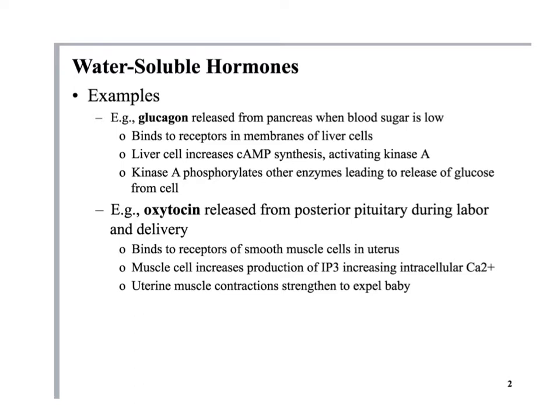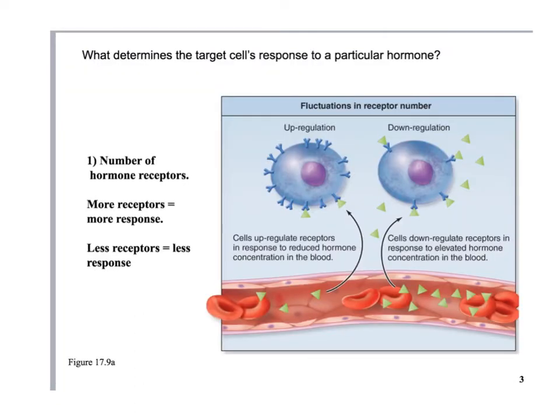And that second messenger now increases intracellular calcium. Intracellular calcium within a smooth muscle cell would cause contraction. All right? Eventually, those contractions continue to increase in frequency and intensity, until the baby is expelled from the birth canal. Okay? So those are 2 examples of water-soluble hormones in their action.